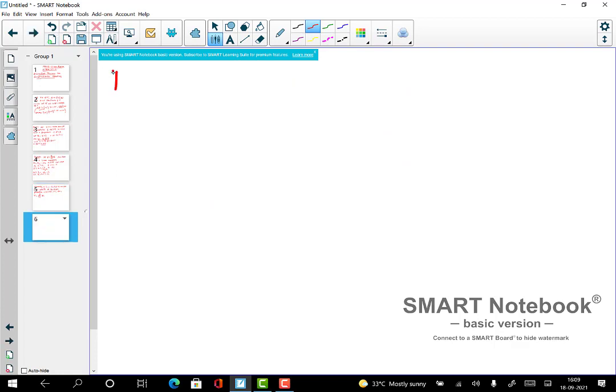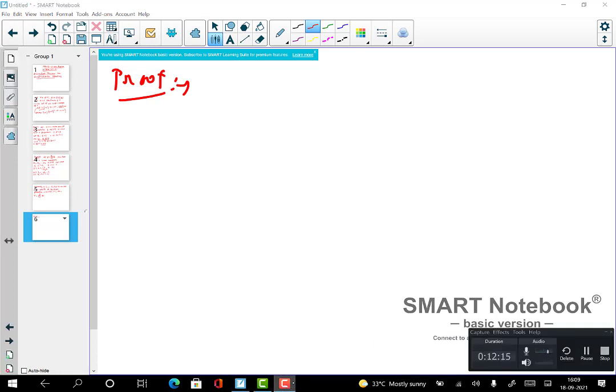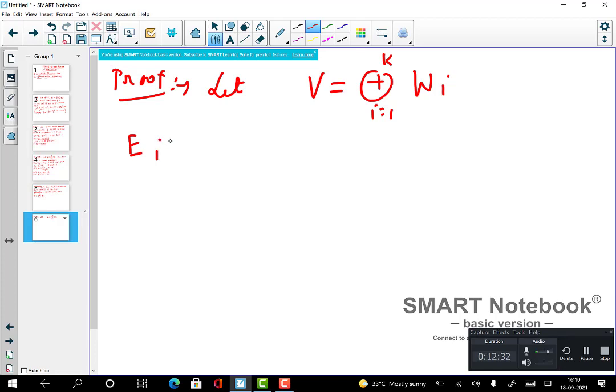Now you need the proof for this. Now, how do you prove this? It is given that V equals the direct sum of Wi's, I equal to 1 to k. Then you define your Ei's as maps from V to Wi's, or rather, you can write V to V. So this is mapped from V to V also, right? W is a subspace of V. And how do I define it?